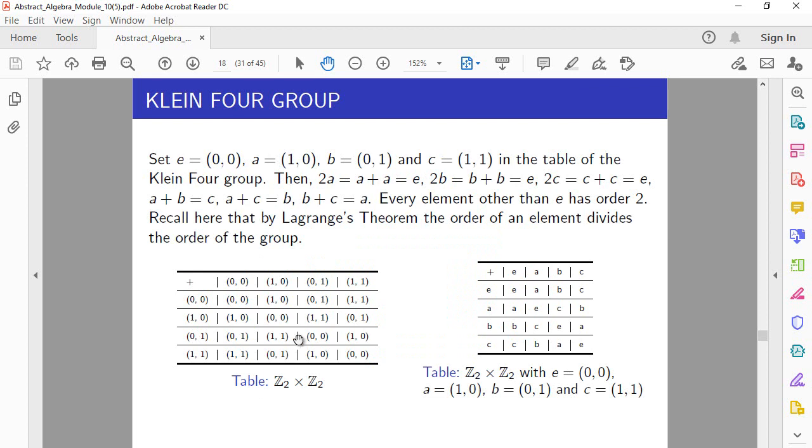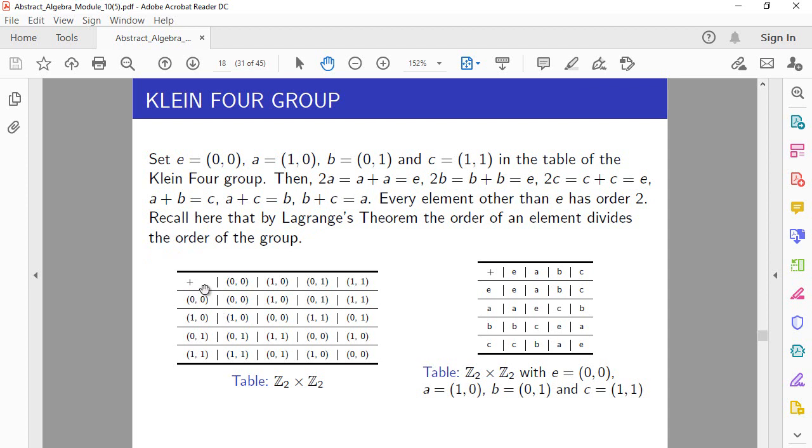In the Klein 4 group, I'm going to make the following substitutions. (0, 0) will be substituted with E, (1, 0) with A, (0, 1) with B, and (1, 1) with C. So we made those substitutions, and then we are writing the table in terms of A, B, C, and E. Now you can see again that 2A is the identity, 2B is also the identity, and 2C is also the identity. So every element other than E has order 2.